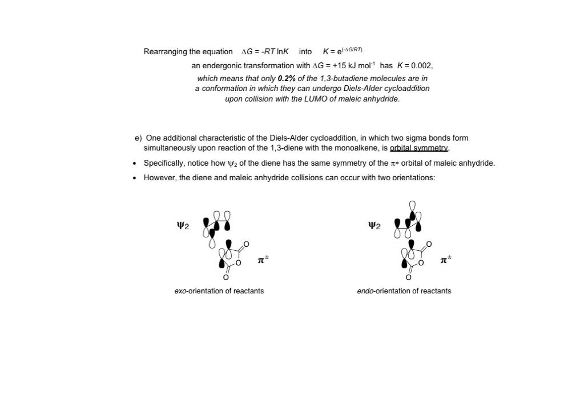There are actually two reactive orientations, so that the collision can occur with exo orientation or with the diene flipped over relative to the single alkene, which we call an endo orientation. The significance of exo and endo will become apparent when we get to Module 4b. This concludes the introductory video on the Diels Alder cycloaddition.